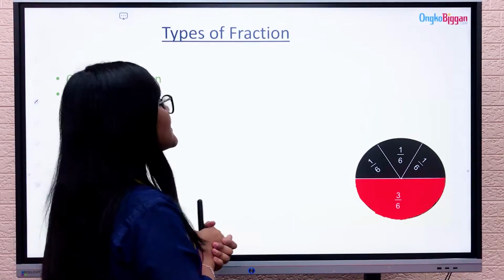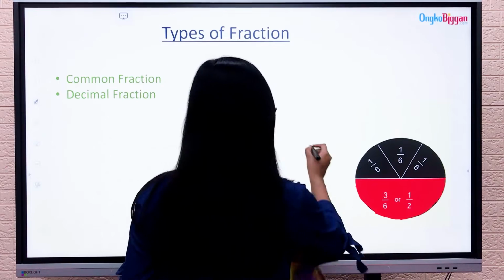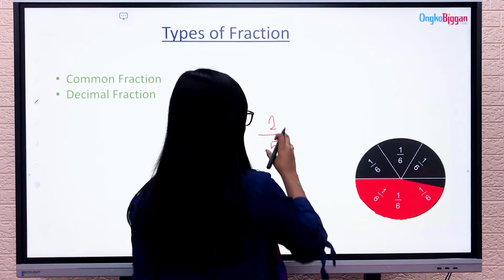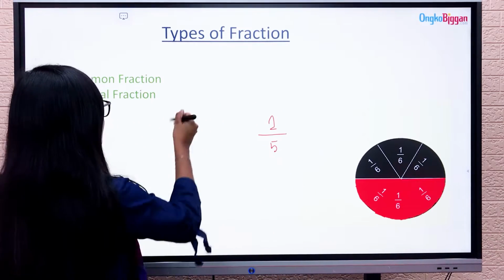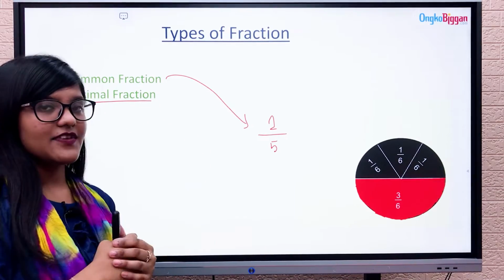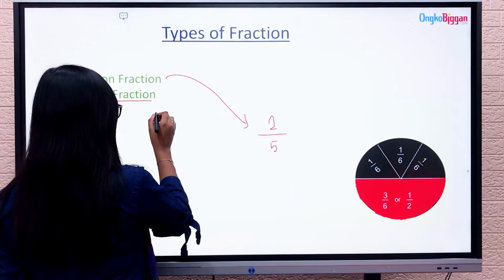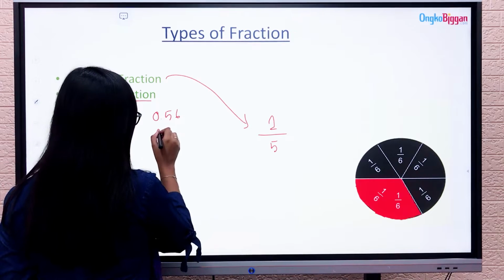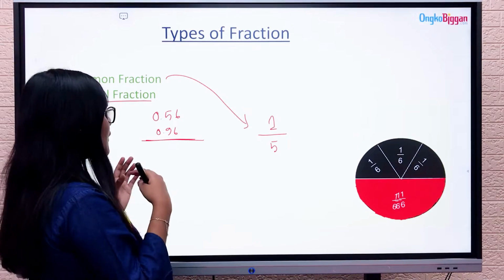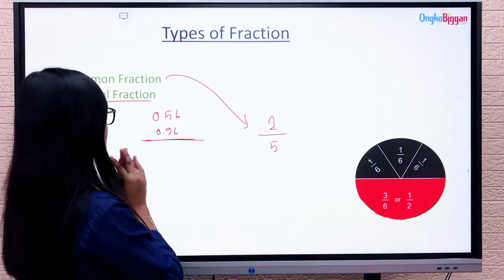One is common fraction. Up to now I have just discussed common fraction, when we express it using a vertical line and two digits, one up and one below. This type of fraction is termed as common fraction. And decimal fractions are those fractions which we write using a decimal point, like 0.56, 0.96. Common fractions can be turned into decimal fractions, and decimal fractions can also be turned into common fractions.